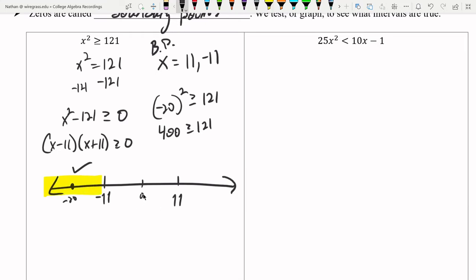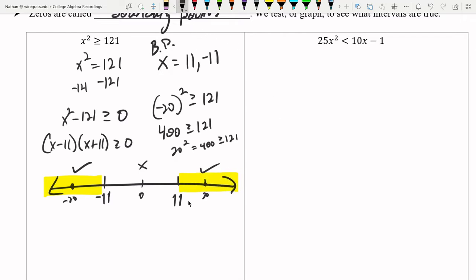Always test 0 whenever you can. So plug in 0. 0 squared is greater than 121? No, that's not true. And finally, we can test right. Positive 20 is over here. Positive 20 squared is 400, and that is greater than 121. So that is a true portion.